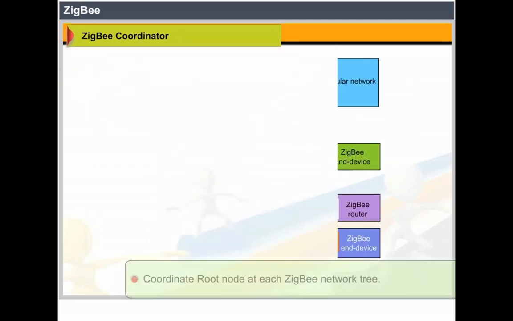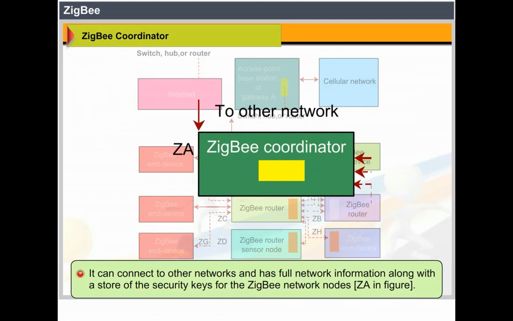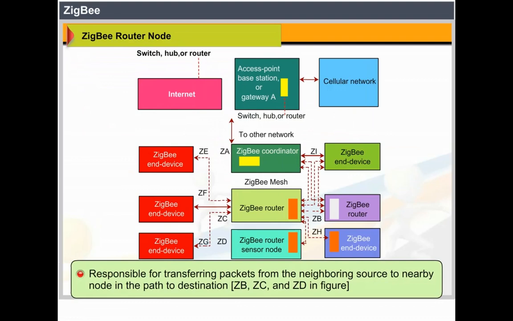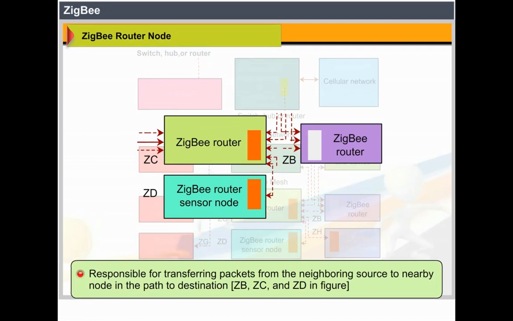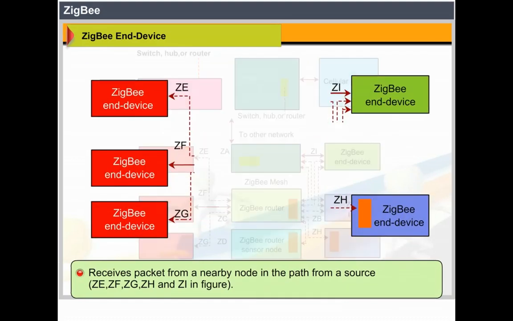ZigBee coordinator: root node at each ZigBee network tree. It can connect to other networks and has full network information along with a store of the security keys for the ZigBee network nodes, ZA in the figure. ZigBee router nodes: responsible for transfer of packets from the neighboring source to a nearby node in the path to destination, ZB, ZC and ZD in the figure. ZigBee end device: receives packets from a nearby node in the path from a source, ZE, ZF, ZG, ZH and ZI in the figure.